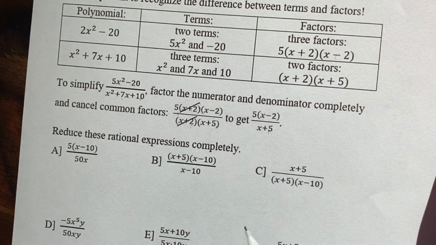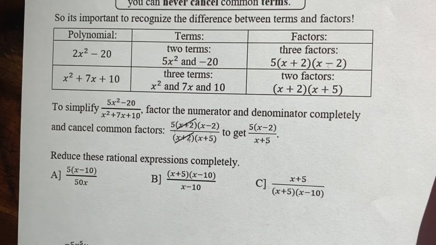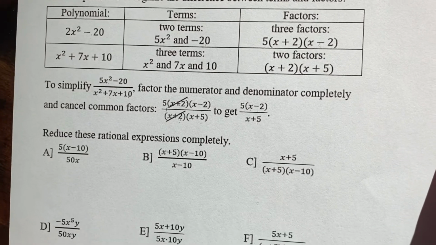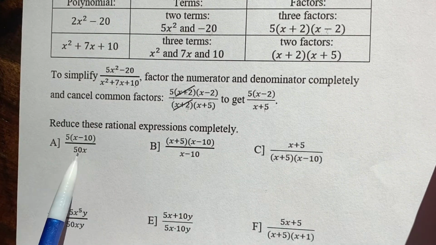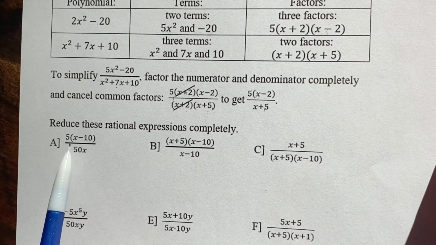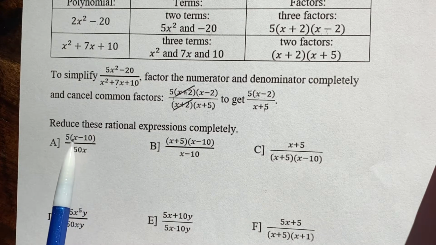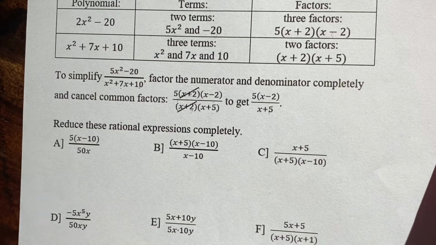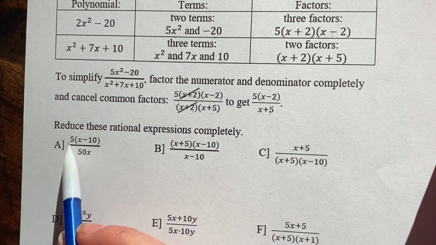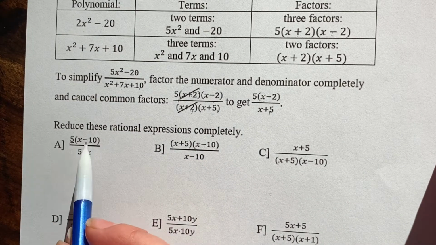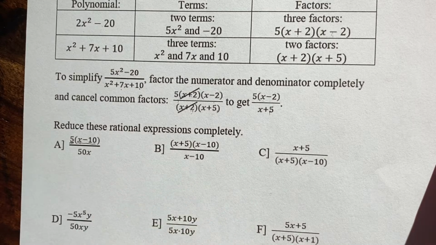All right, so let's try one. So the first thing we're going to do is reduce the factored form of this polynomial from the top and bottom that make up the rational expression. So when I look at it, we see we have a factor of 5 here, and I have a factor of x minus 10.